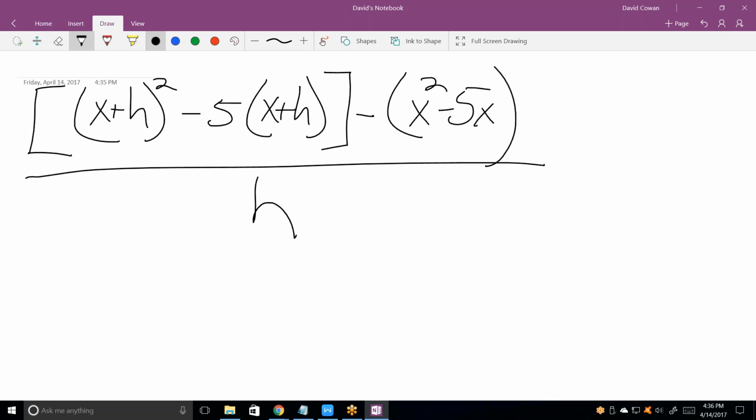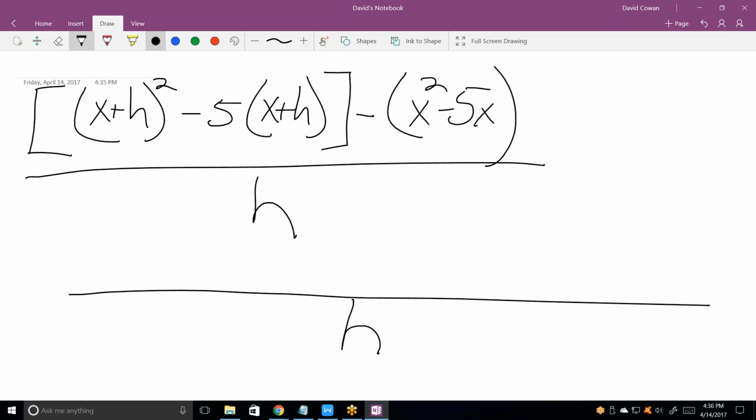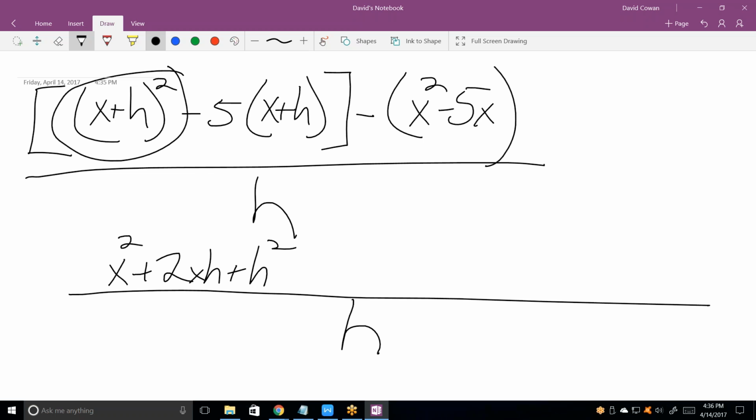What's the top become? Okay, well, let's expand that. What do we get? So it's x plus h times x plus h, correct. That's x squared plus 2xh plus h squared. That's what that thing is equal to. Okay. Now let's distribute the 5, so that becomes 5x minus 5h. Takes care of that.